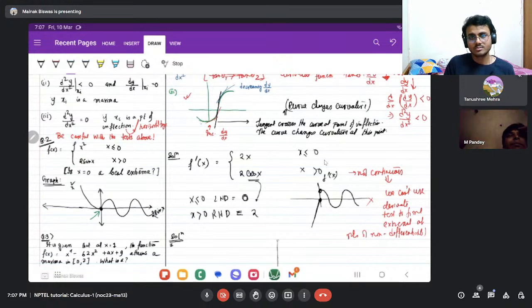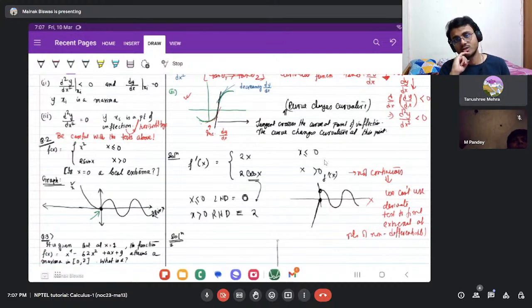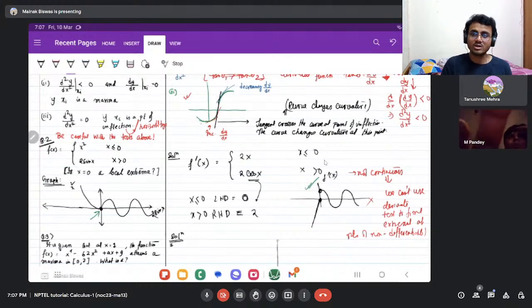What do you think, Tanushri? So is this a critical point? Critical point, I don't know. Critical point it is not, because the derivatives are not 0. Because its left and right limits, we saw it's not continuous. So the derivative is not defined at 0.